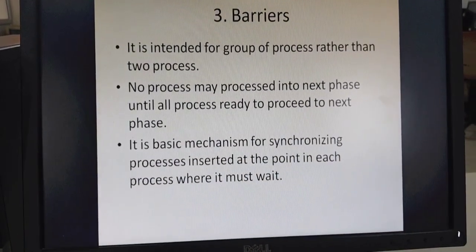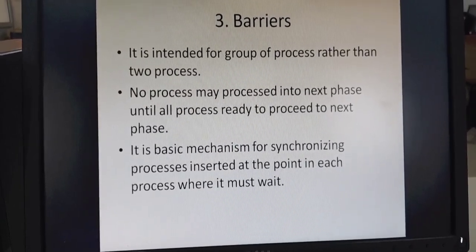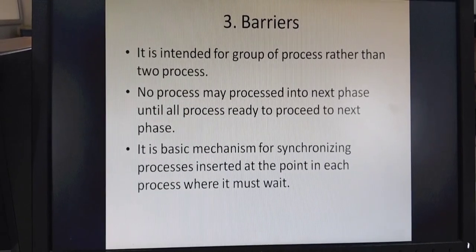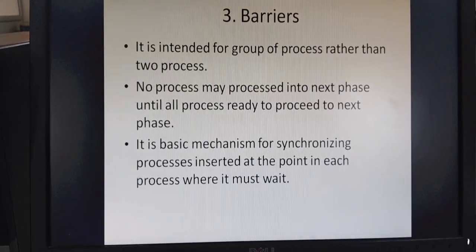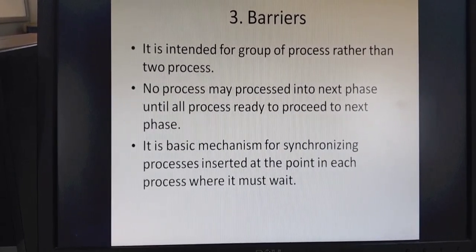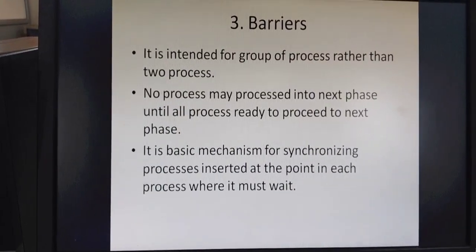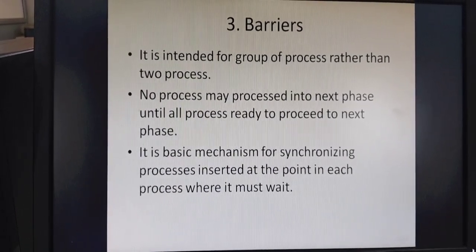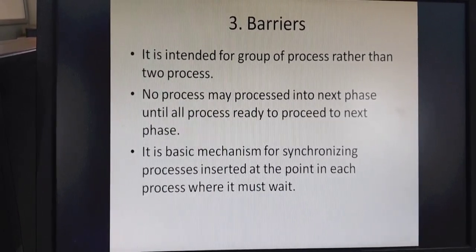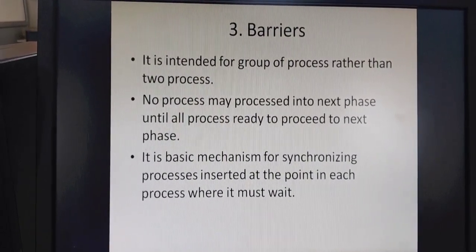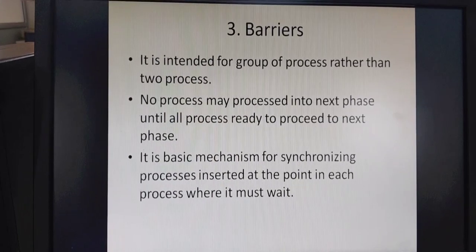Now the third general model is barriers. It is intended for a group of processes rather than two processes. No process may proceed into the next phase until all processes are ready to proceed to the next phase. It is a basic mechanism for synchronizing processes, inserted at the point in each process where it must wait.